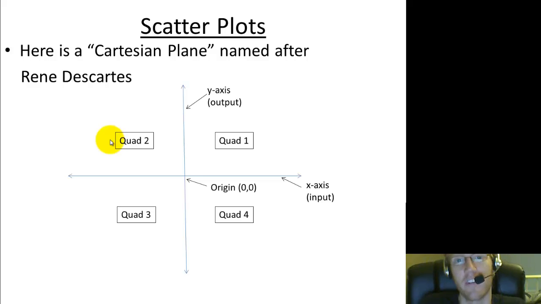Alright, here we're going to do a quick video on scatter plots. This is something you might have learned before. It's just how to plot points on a coordinate system and kind of what the coordinate plane is. So let's first go through a little bit of vocabulary.